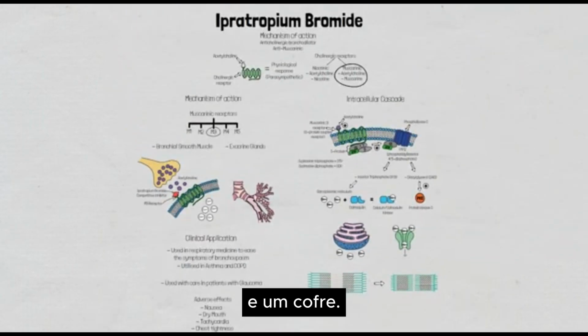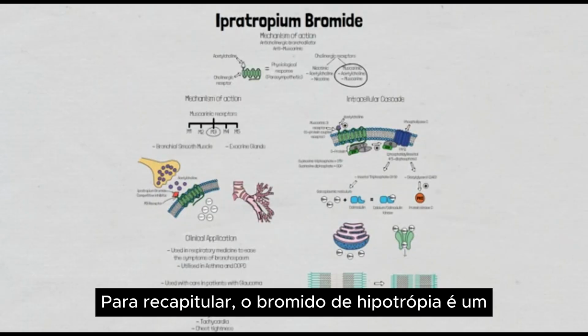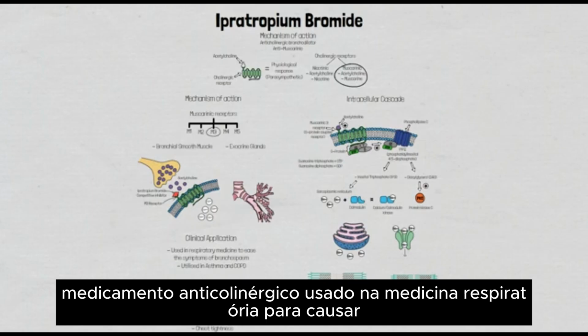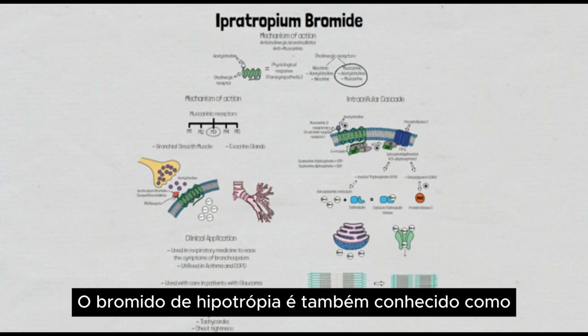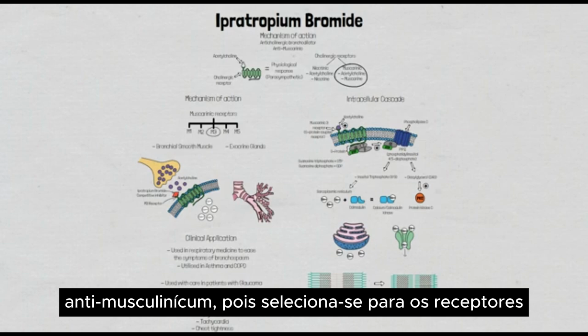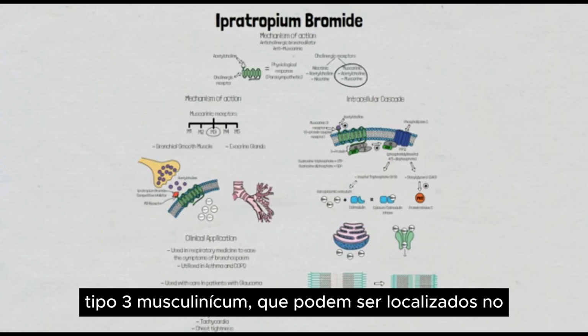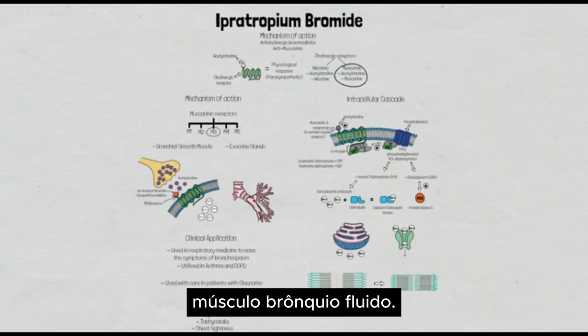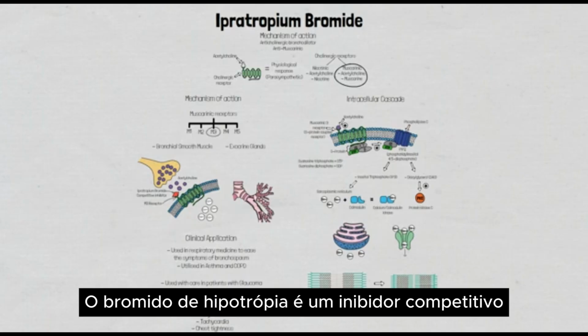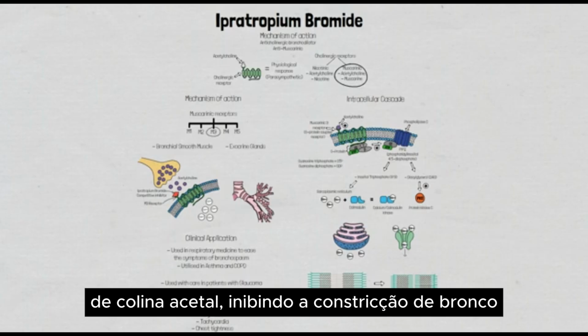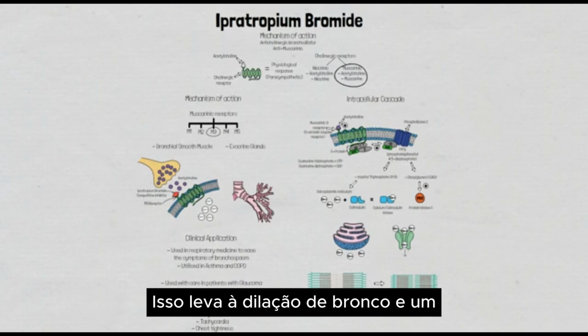To recap, ipratropium bromide is an anticholinergic drug used in respiratory medicine to cause bronchodilation. Ipratropium bromide is also known as an antimuscarinic because it selectively binds to muscarinic type 3 receptors, which can be located in the bronchial smooth muscle. Ipratropium bromide is a competitive inhibitor of acetylcholine, inhibiting parasympathetic bronchoconstriction. This leads to bronchodilation and an increase in airway diameter, making it easier to breathe.